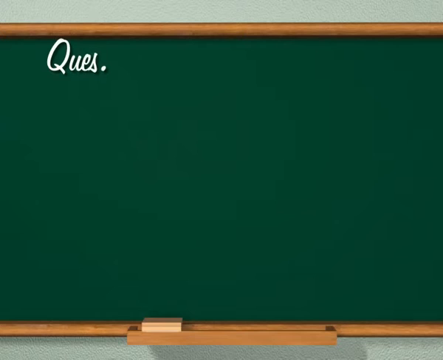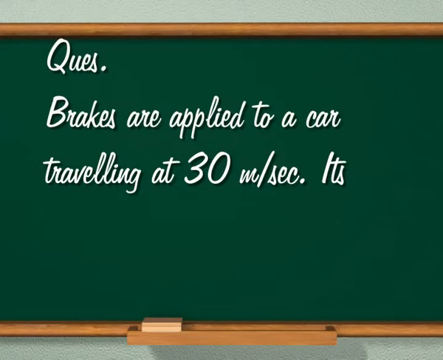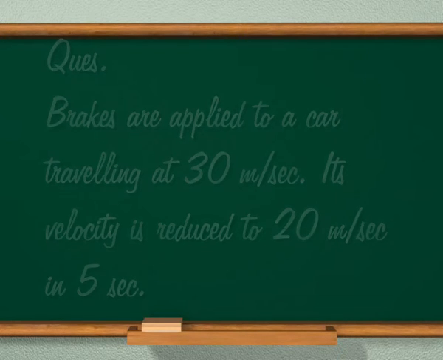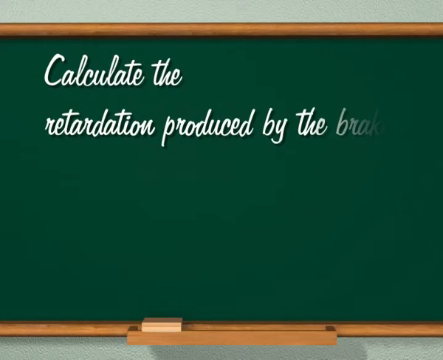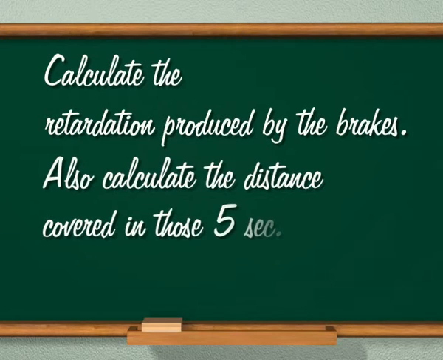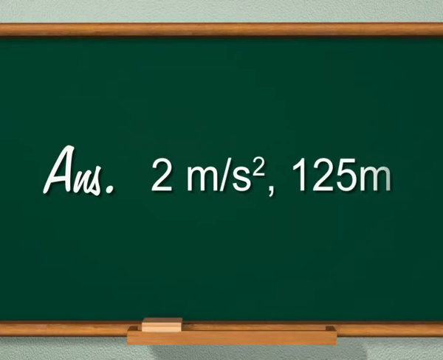The next question is, brakes are applied to a car traveling at 30 meter per second. Its velocity is reduced to 20 meter per second in 5 seconds. Calculate the retardation produced by the brakes. Also, calculate the distance covered in those 5 seconds. The answers are, the retardation produced by the brakes is 2 meter per second square and the distance covered in those 5 seconds is 125 meter.